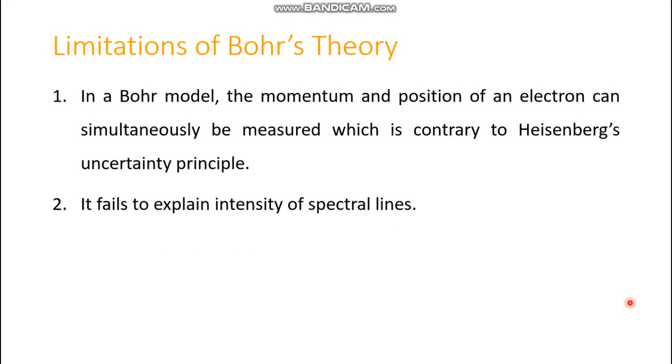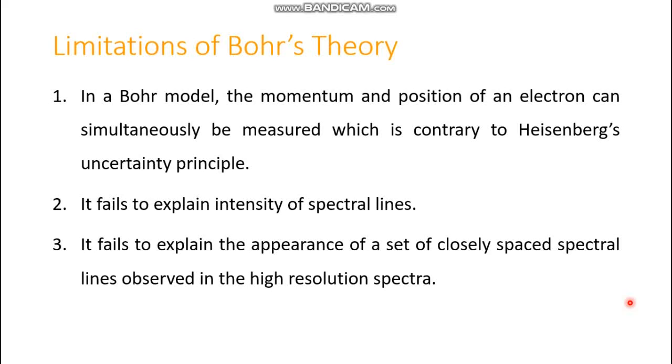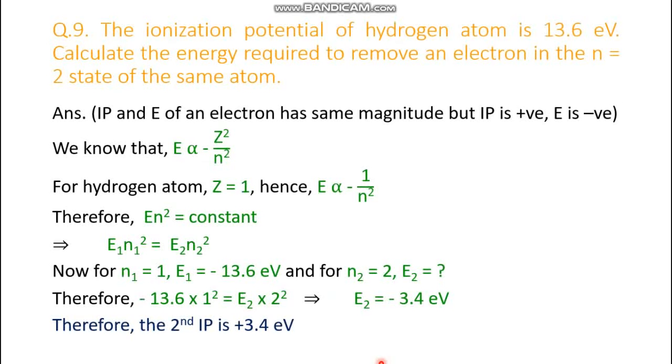Number 2, it fails to explain the intensity of the spectral lines, because one line is very intense, another line is less intense, so it cannot explain that. And number 3, it fails to explain the appearance of a set of closely spaced spectral lines observed in high resolution spectra. You know the Sommerfeld theory, where the suborbit concept comes, and due to that suborbit these lines are actually finely separated, but in the Bohr's theory it is not said. So these three are the limitations of the Bohr theory.